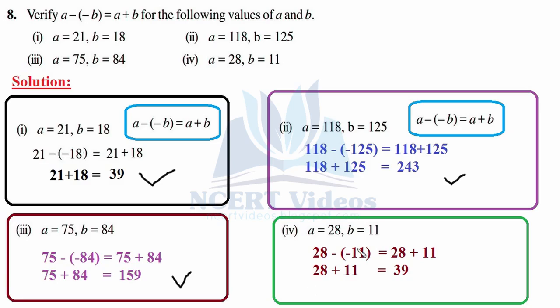Last part, a is 28, b is 11, just substituting the values in a and b and obtaining the result. So 28 minus minus 11 is plus. Just remember this, minus minus is plus. It gives you 39. That makes your question number 8.